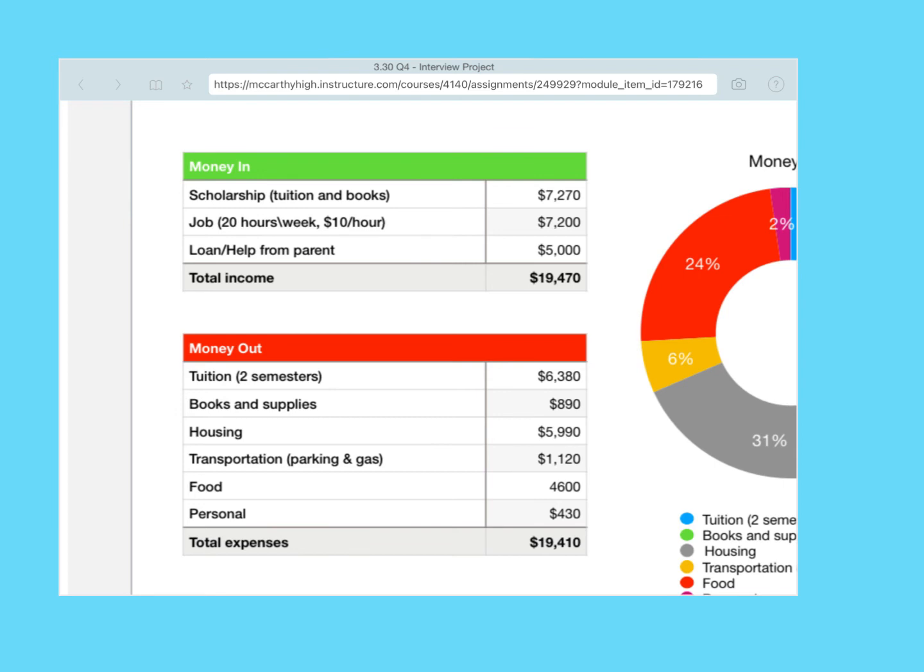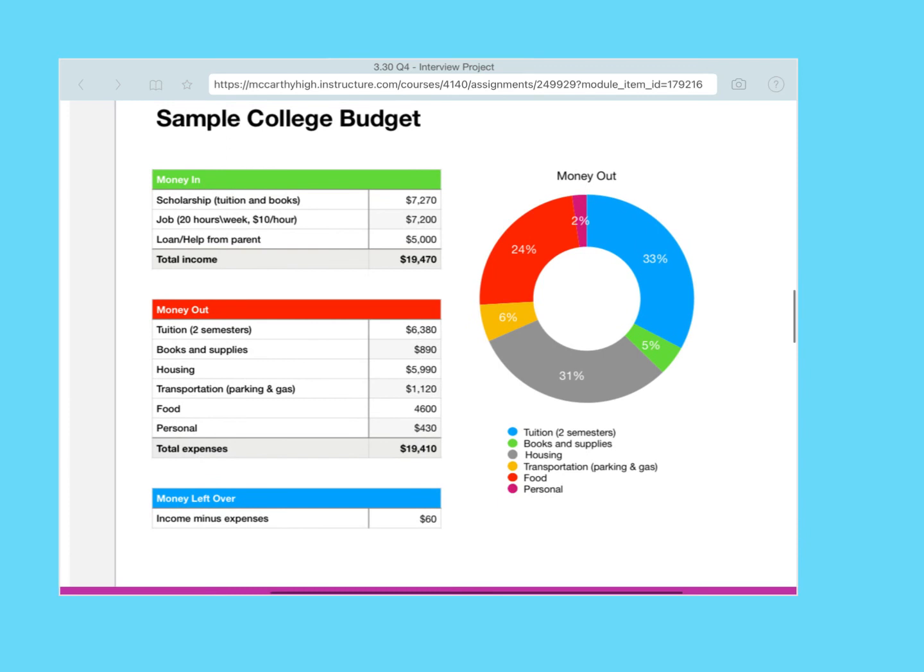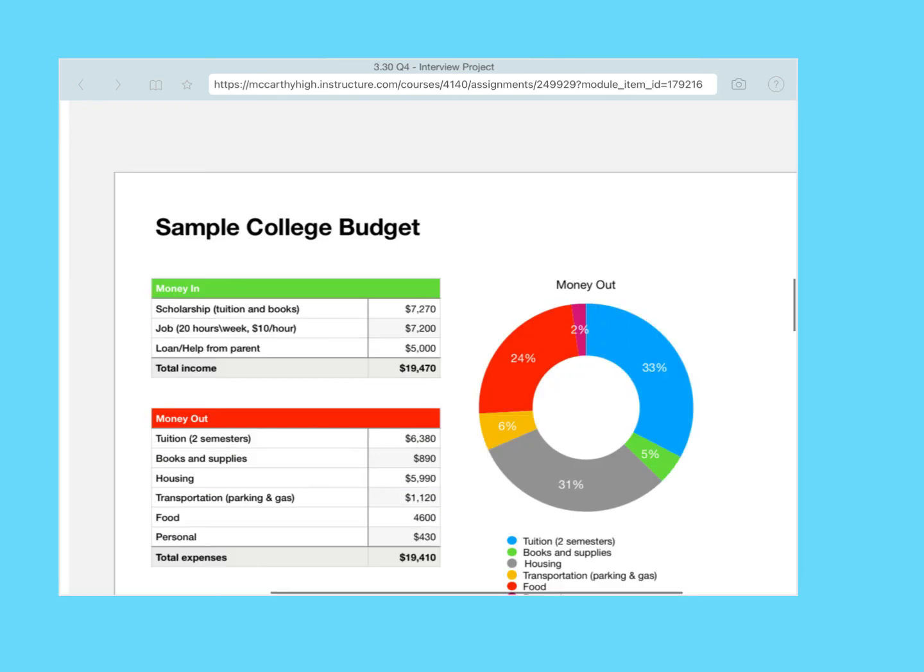And then a loan or help from parents is obviously income. If you have another scholarship, or if you have prepaid, all of that goes in your money in. You've got to make sure your money in is more than or equal to your money out. And then Numbers actually does that little graph for you. So again, I'll show you how to do that tomorrow in class. You just want to start working on those numbers.